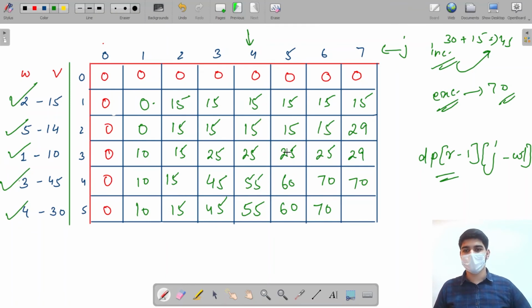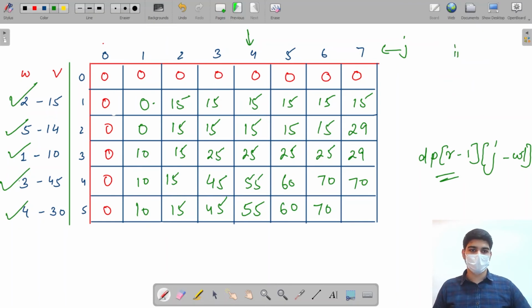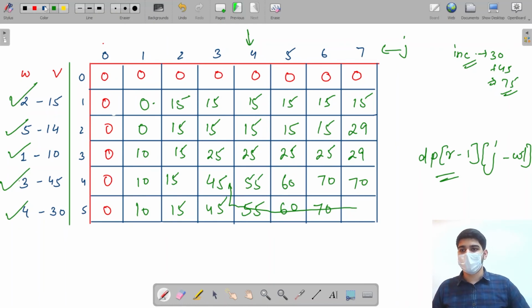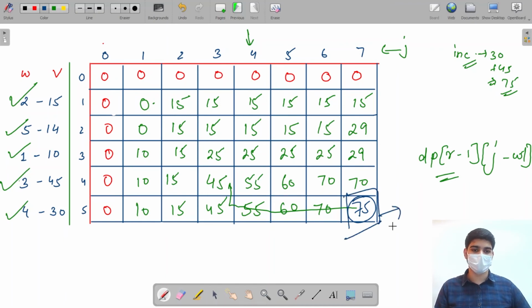Now, for the very last position, let's see, right? So very, very last position in which if I include myself, then I would get my own value, which is 30. And then I would go 4 places back and I would check the maximum value, which is 45, right? So 30 plus 45 will give me 75. If I include myself, I'm getting 75. If I exclude myself, I'm getting 70. That means over here, the maximum value that I can generate is 75 after including myself, right? And this is what my answer is. So 75 is my answer.